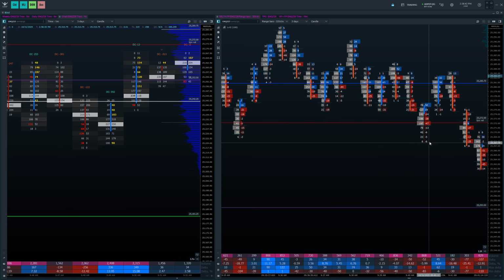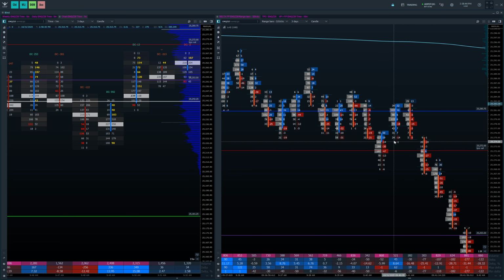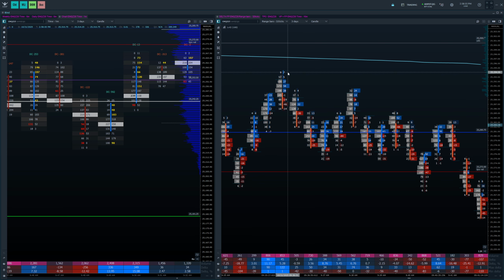But what you can see, what these have in common, right here, is they have a finished auction, right? So this volume matches the delta. So that is what you want to look for. You want to see a finished auction. Right here, we did not have a finished auction. We had 9 volume, but we had 7 delta.